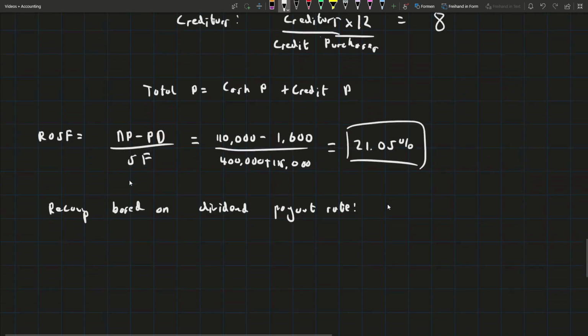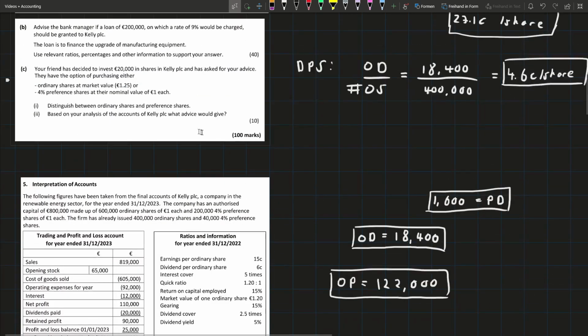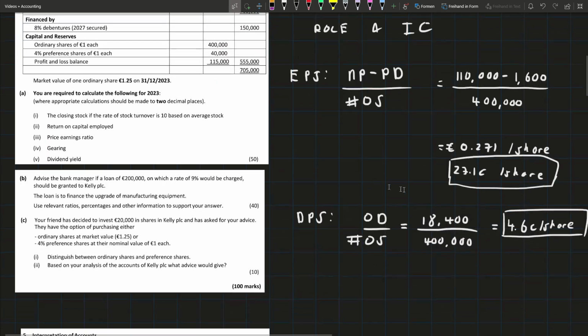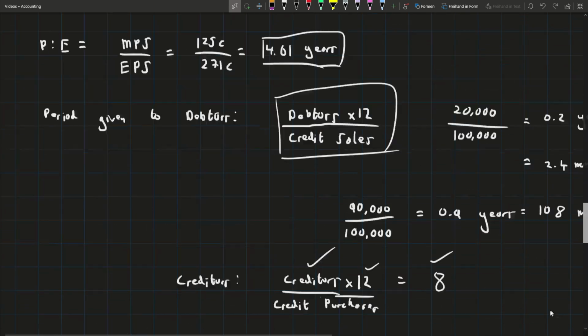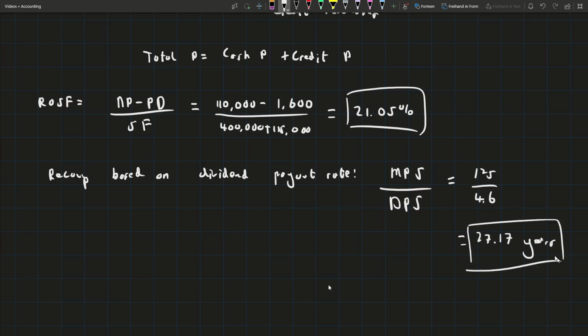So it's the same thing. We want to know the market price of a share, and we divide that by the dividends per share. Okay, I'll explain that now after I do the calculation. So 125 is the market price. Then dividends per share was 4.6. So 125 over 4.6 is equal to 27.17. Since these are all for the year, that's in years or times, but technically it should be in years.